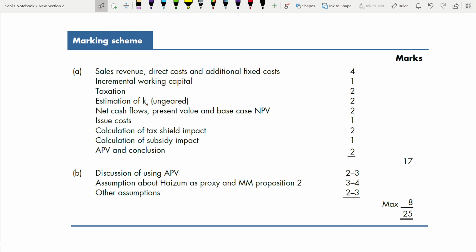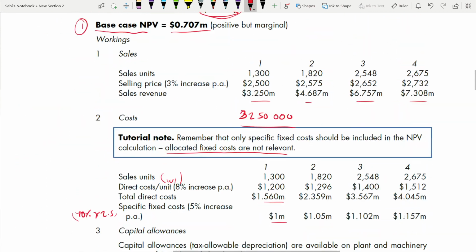Coming to part B. Okay. Discussion of using APV, 2 to 3 marks. Assumption about HASM as a proxy and MM proposition 2. HASM as a proxy is 1 and this one is 3 to 4 marks. Highest mark is here. And other assumptions 2 to 3 marks. If you have something else. So now coming to part B.